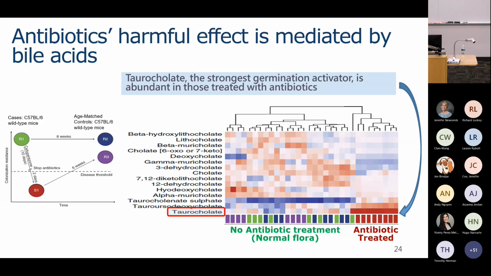So it works that primary bile acids are actually activating germination, while the rest of the bile acids actually inhibit germination. So if you've been exposed to antibiotics, you have a bile acid-friendly environment for C. diff, but if you've not been exposed and you have normal flora, you have a bile acid inhibitory environment. So you say, well, if this is the case, why should I care about the biome? I should care about the bile acids. It is so much easier to manipulate bile acids than to manipulate the biome.